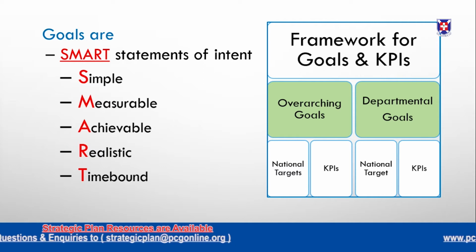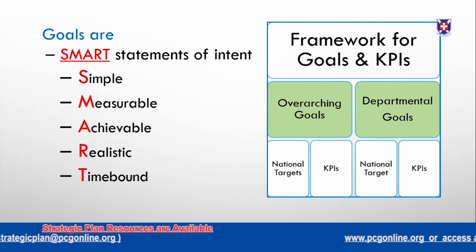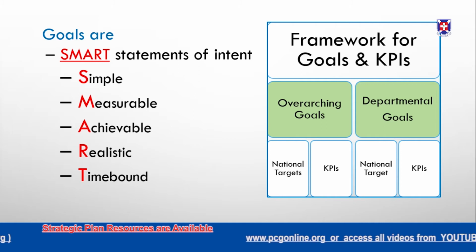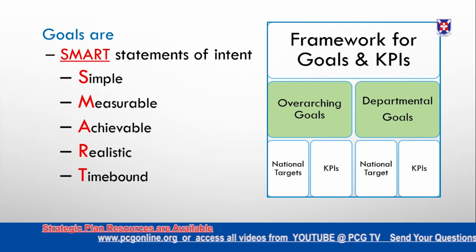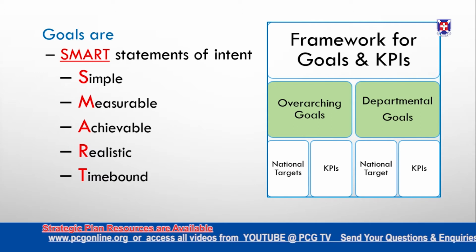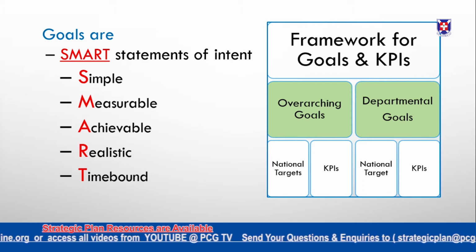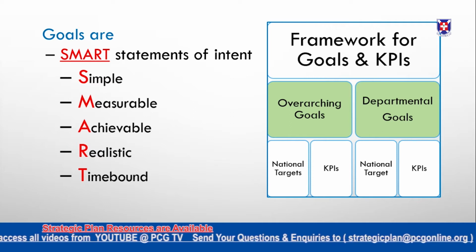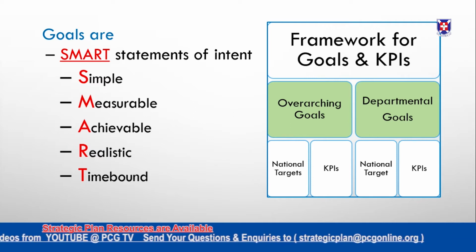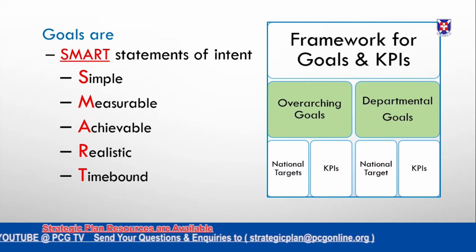So when you make a SMART statement of intent, we call it what? A goal. It's simple because it can easily be understood what you intend to do. The goal you intend to achieve should be easily understood by people who hear you say it. So you should say it in the simplest form you can. And you should say it in a way that is measurable. That means when you are successful or when you fail, people should be able to tell without too much problem.